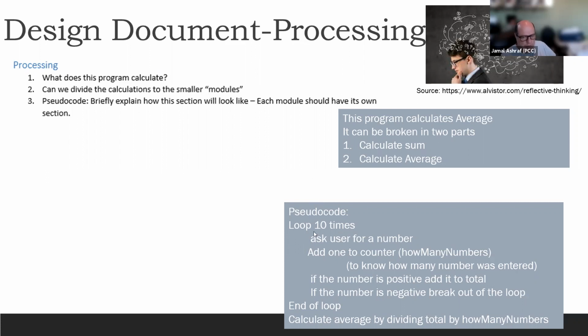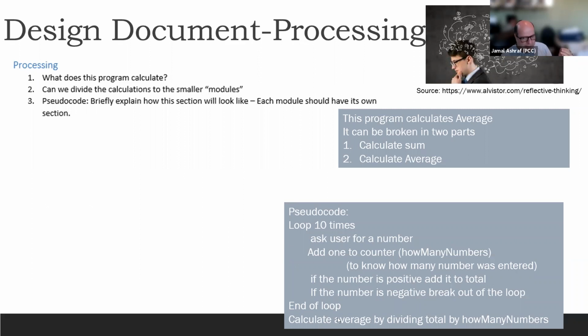So we do the loop for 10 times. We're going to ask the user for a number. Remember, I'm going to do the sum first, and then I'm going to do the average. So I'm going to ask the user for a number. When I get the number, I'm going to check it to see if it's positive. If it's positive, I'm going to add it to my total or sum. If it's not positive, I'm going to break. Remember, break is going to take you out of the loop. So I'm going to break out of the loop.